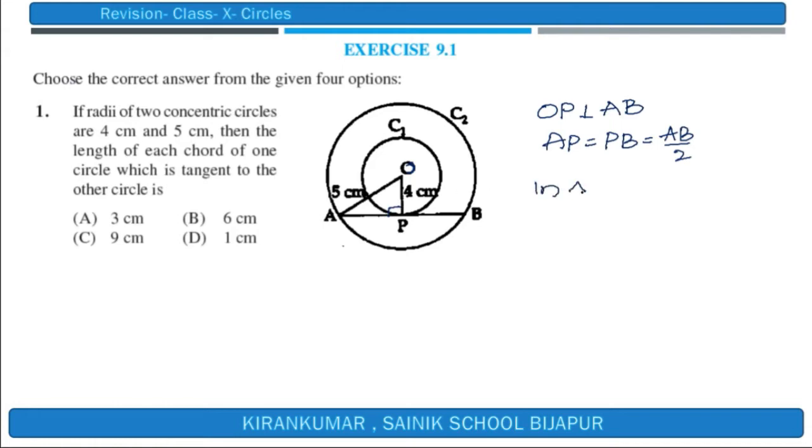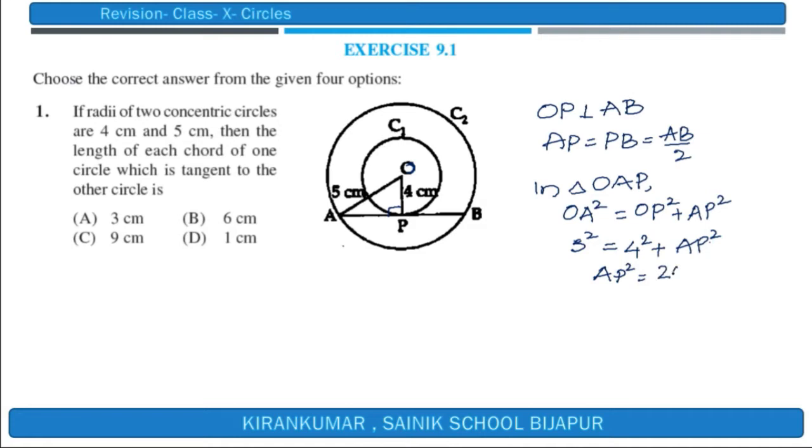In triangle OAP, Pythagoras theorem says the square of the hypotenuse OA square will be equal to OP square plus AP square. Here OA square is 5 square, which is equal to 4 square plus AP square. Let's find the length of AP. So AP square will be equal to 5 square, which is 25, minus 4 square, which is 16. We get the difference as 9. So the length of AP is 3 cm.